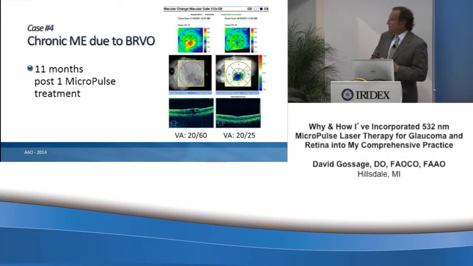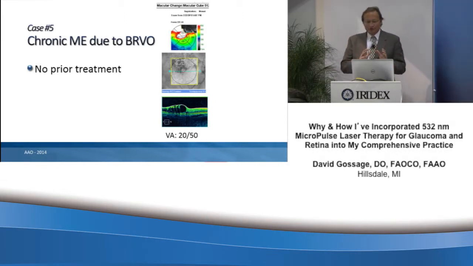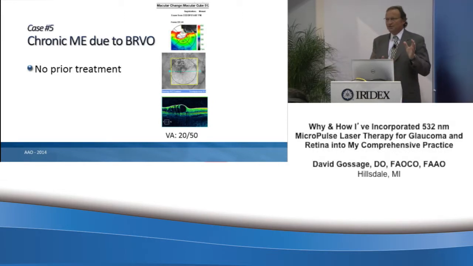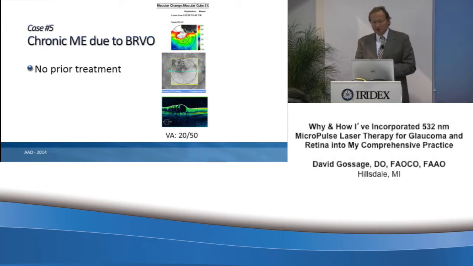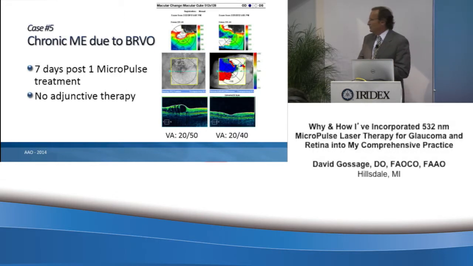This was my wow case, and as soon as I had this wow case, of course, I sent it to Joan to show her. This is a patient who came into the office with no prior treatment, had a vein occlusion, said it's been there for probably 2 or 3 months. We discussed treatment options for her. She elected to have the laser done. Visual acuity was 20/50. And here we are 7 days post 1 MicroPulse treatment.